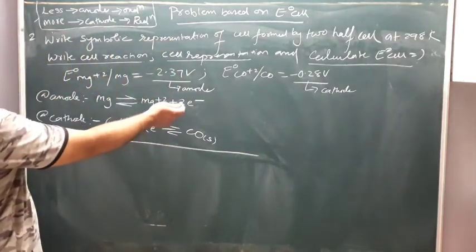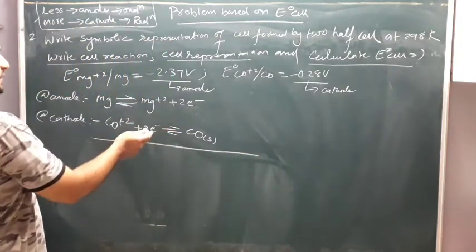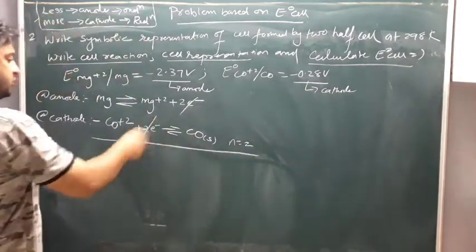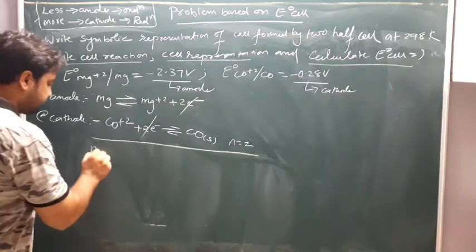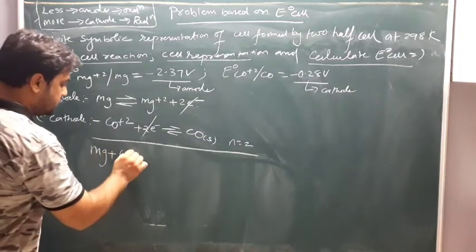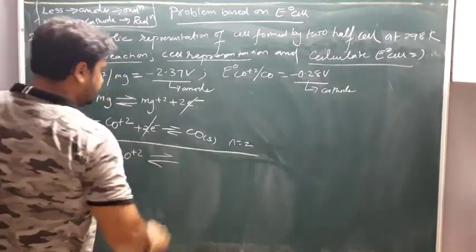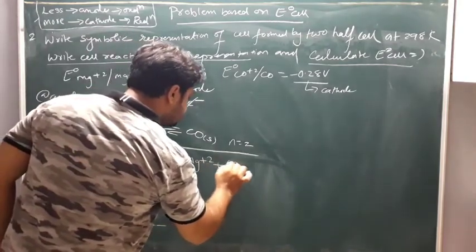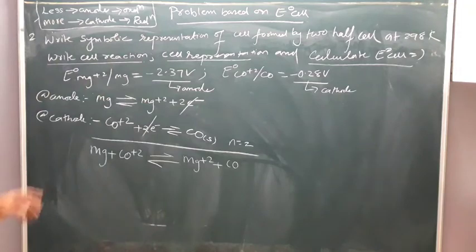Now, net charge transfer. See here how many electrons are there? 2. Here also 2. So net charge transfer is 2. No need to multiply as I did in the initial question. So the 2 electrons get cancelled. So what will I write down? Mg plus Co plus 2 gives Mg plus 2 plus Co. So this is my net cell reaction.